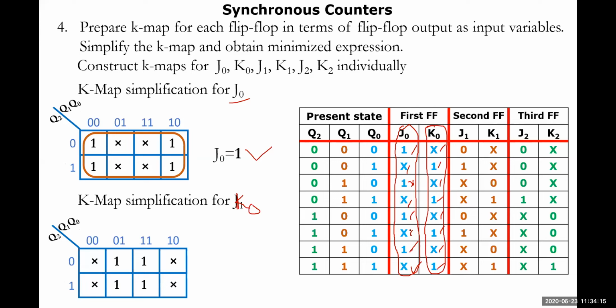So to reduce the number of terms in this particular thing, you have to take a complete rolling. Complete rolling will always give you K naught equal to 1. So J naught will be equal to 1 and K naught will be equal to 1. These are the two inputs for the first flip-flop.